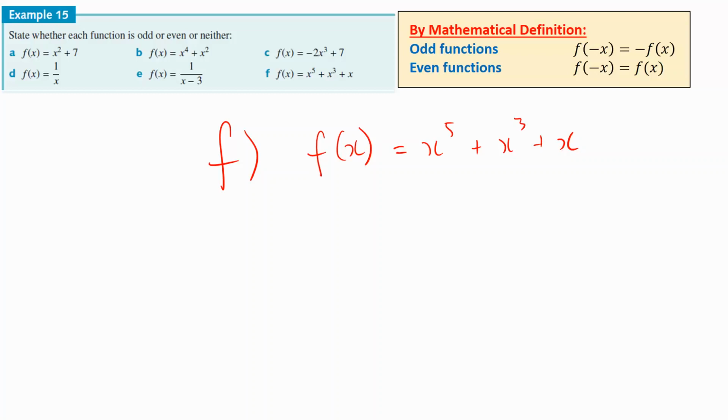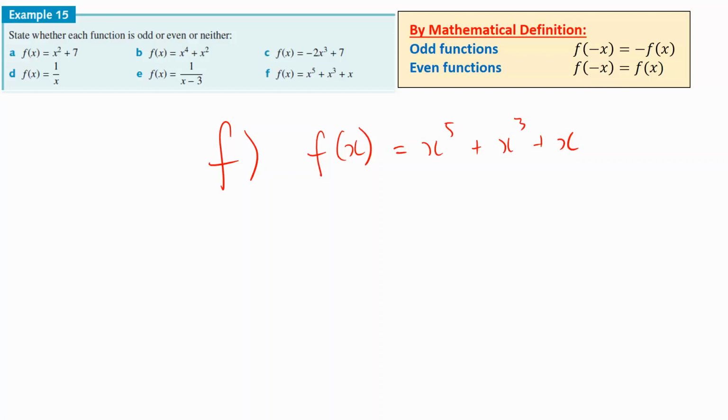Find out f of negative x. If the answer is the same as f of x, it's even. If the answer is the negative of f of x, so imagine all this is negative now, then it's odd. If it doesn't fit either, it's neither. Okay, so here, let's do the test.